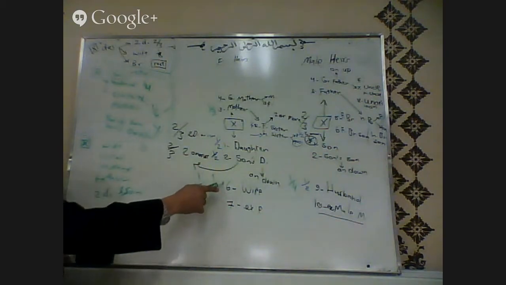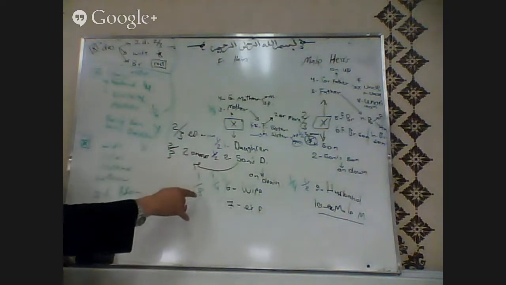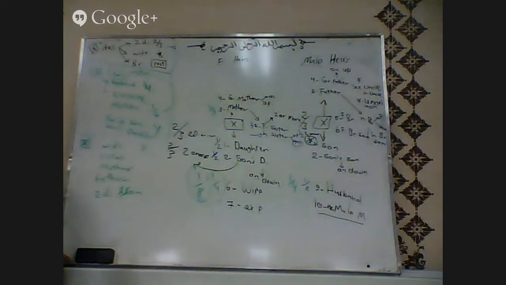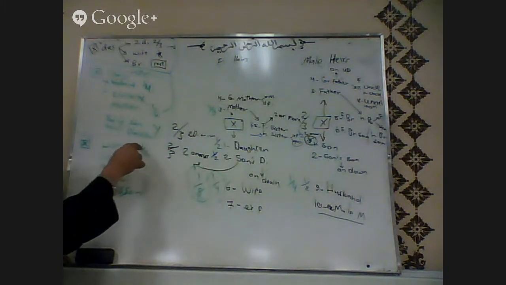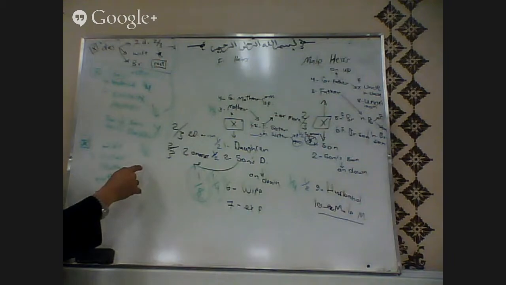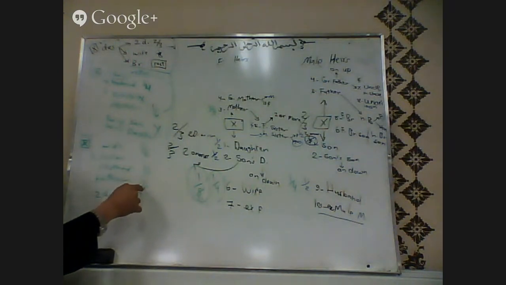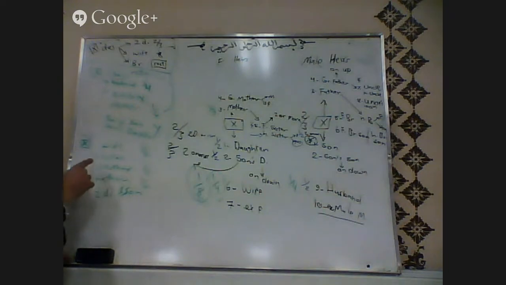A wife will take a quarter if there are no sons or daughters, and she will go down to one-eighth if there are sons or daughters. So she will take one-eighth. Let's talk about the mother first. The mother will take one-sixth, and the father will take one-sixth because of those. And then a sister is blocked because of those.